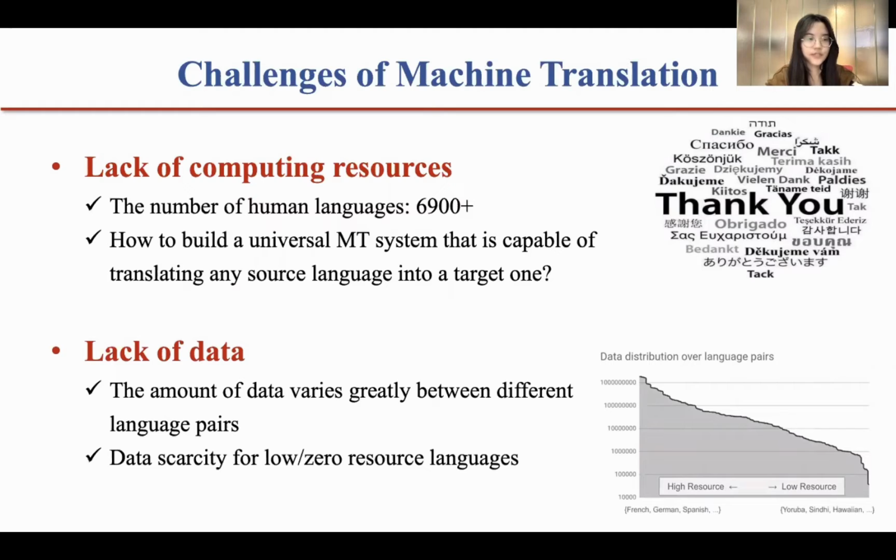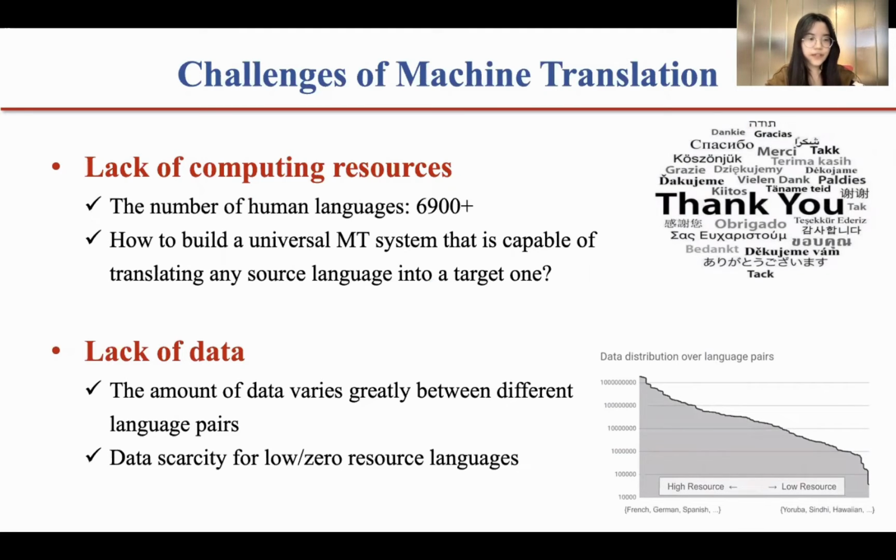First of all, traditional translation uses a single model, such as English to French. However, there are more than 6,900 human languages in the world. In other words, if we want to translate from any one language to another, we need millions of single models, which is obviously impossible.